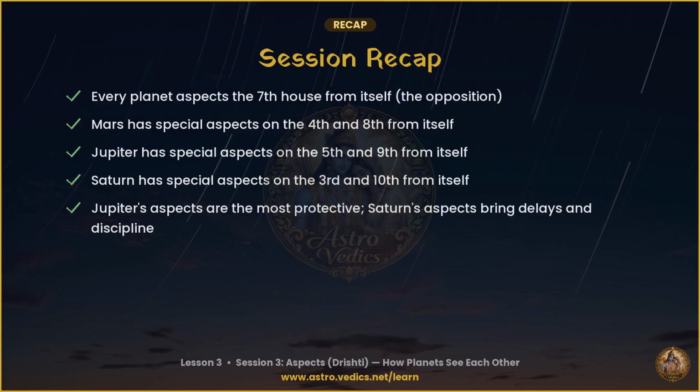Jupiter's aspects are the most protective. Saturn's aspects bring delays and discipline. Mutual aspects create powerful dialogues between planets. Next session, we'll learn which planets are natural friends and which are enemies, and how this changes based on your ascendant.